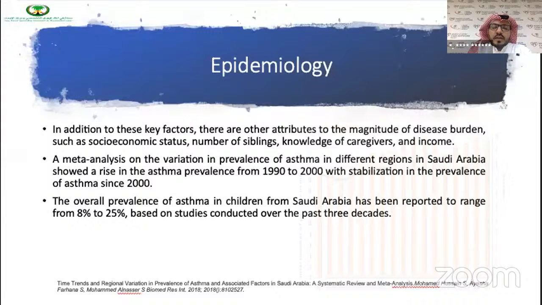The overall prevalence in Saudi Arabia ranges from 8 to 25 percent, based on the studies conducted over the last 3 decades. The increase in the prevalence of asthma may be attributed to lifestyle changes related to the modernization of Saudi society, changes in dietary habits, and exposure to environmental factors such as indoor allergens, dust and sandstorms, in addition to tobacco. Also, there is increased asthma awareness in the general population and among healthcare providers, allowing them to pick up more cases of asthma.